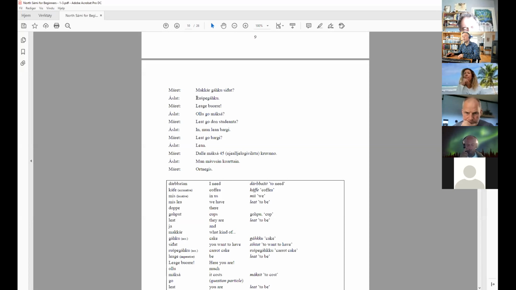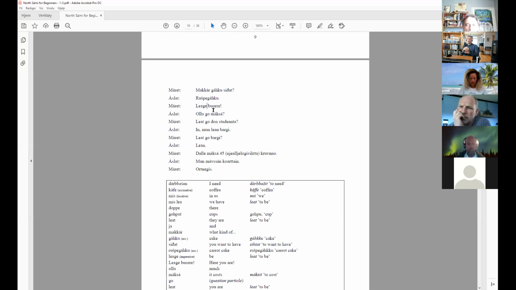Okay, and I say rushpekahku. That means carrot cake I want. And you say leke puerre. Here you are. Yeah. Or you are welcome, or here you are. It means you are good. Oh, okay. In Swedish we say var så god. I think this is a translation from var så god as an answer to thank you, leke puerre. Yeah.